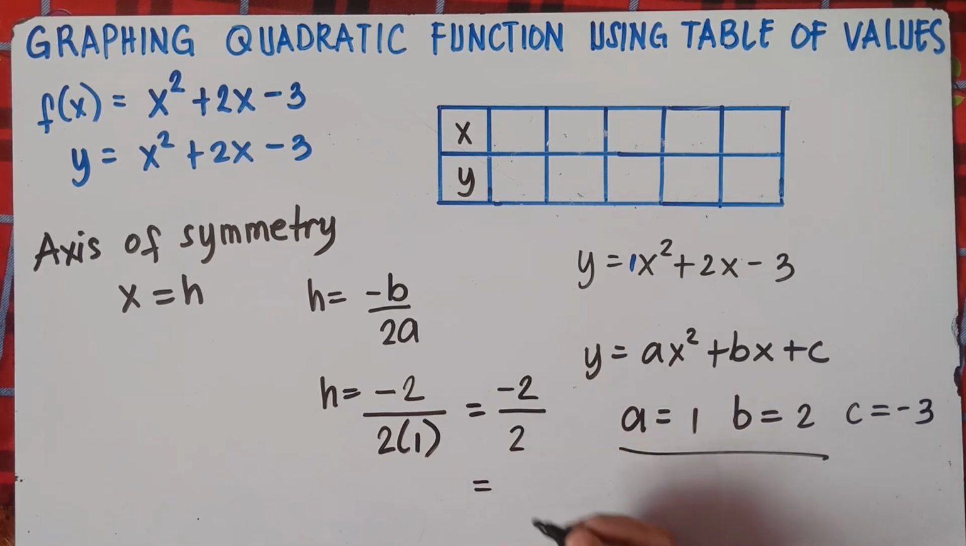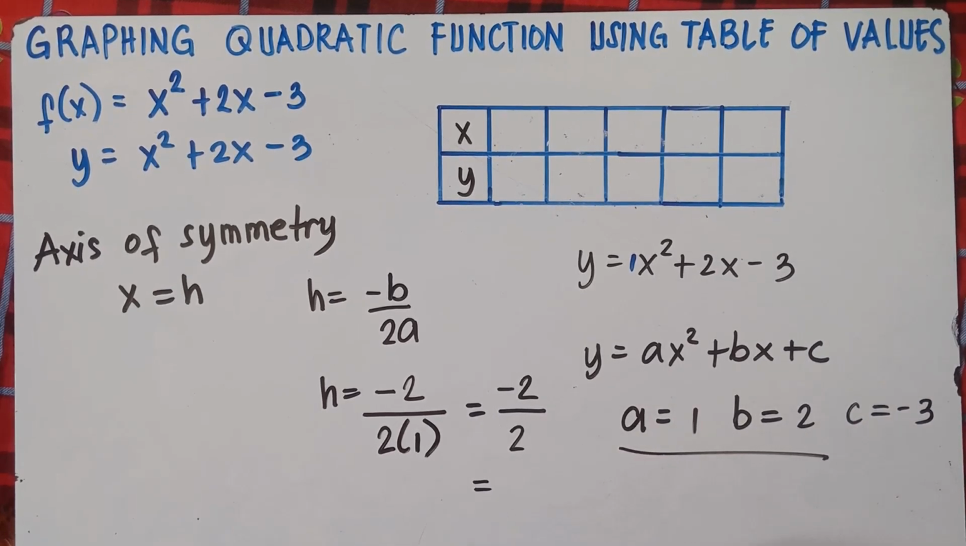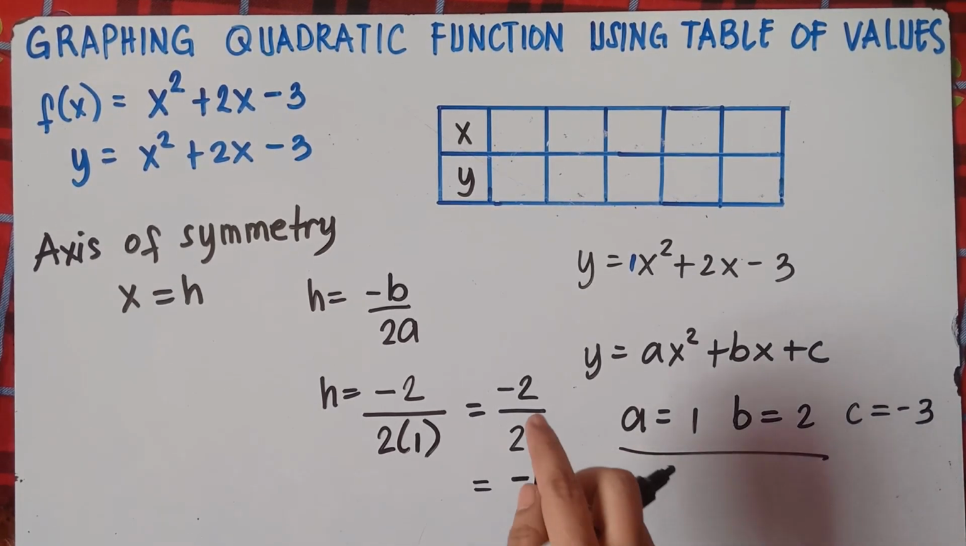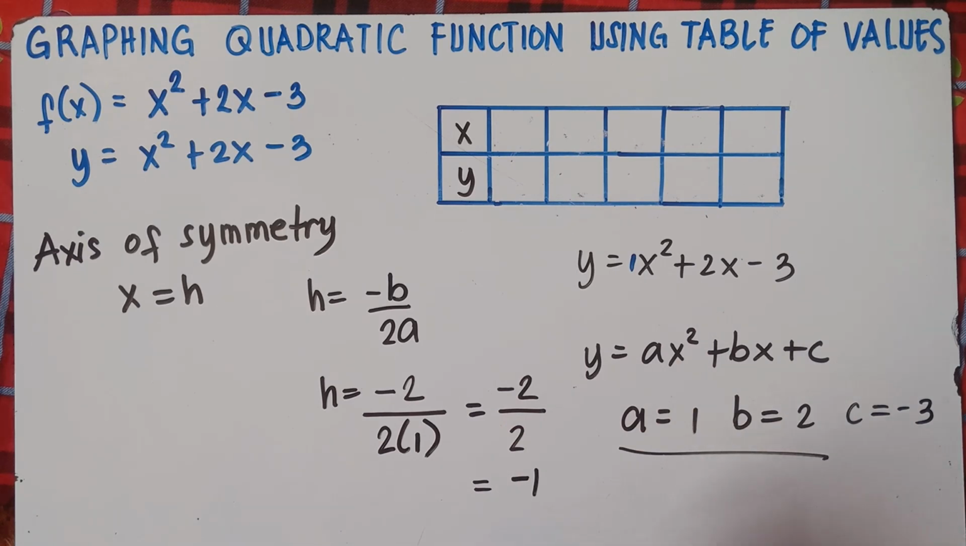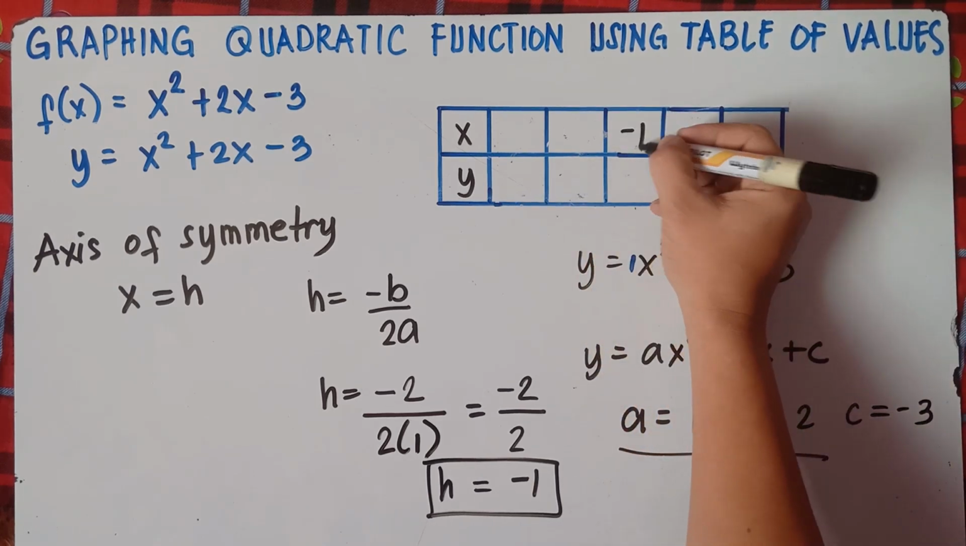So negative 2 divided by 2, what's the answer, class? Negative 2 divided by 2. That's correct, that's negative 1. Once again, negative divided by positive, unlike signs, the answer is always negative. Then 2 divided by 2 is 1. So the answer is negative 1. So h equals negative 1. Therefore, the center for x is negative 1.